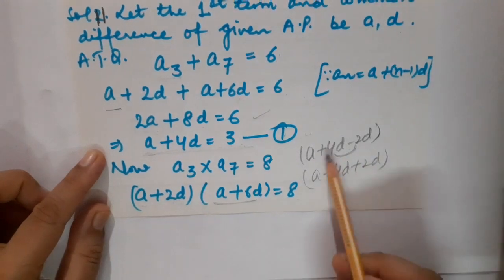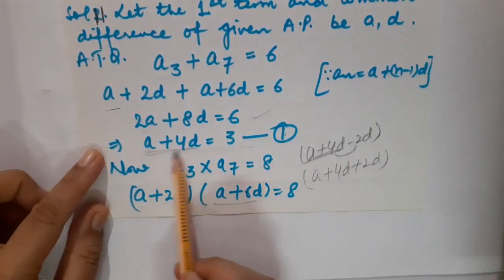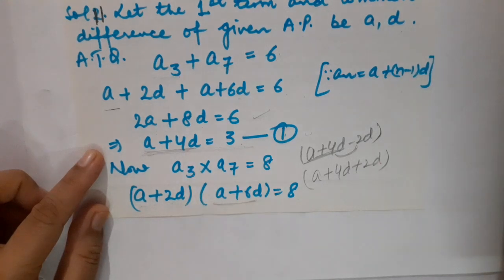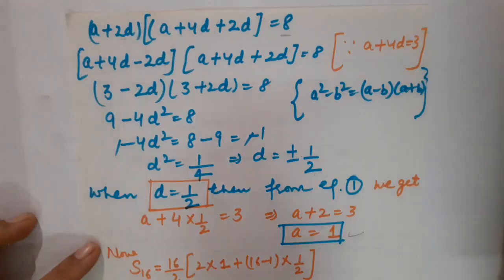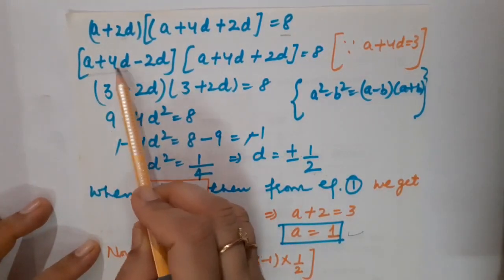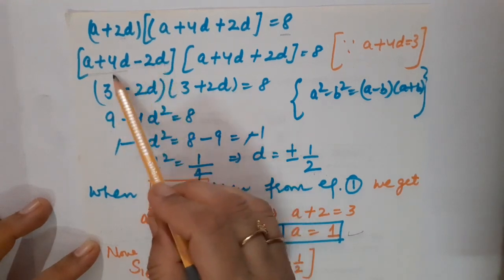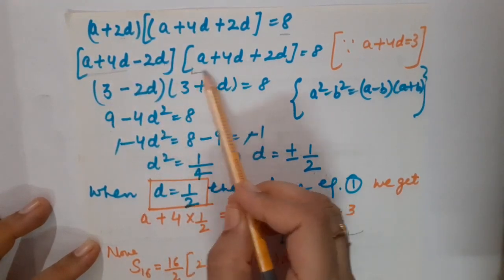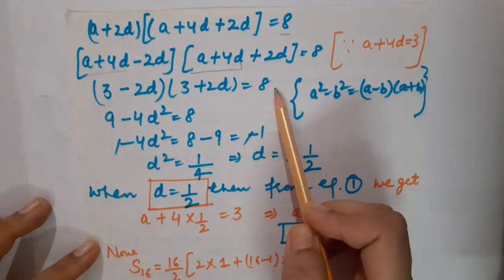Why I am doing so? So that I can get the value of A plus 4D from here and calculate the other results, whatever are required. So the same thing is done, whatever is explained. So in place of A plus 4D I am writing 3. It will become 3 minus 2D into 3 plus 2D is equal to 8.